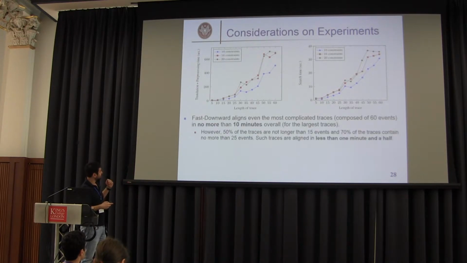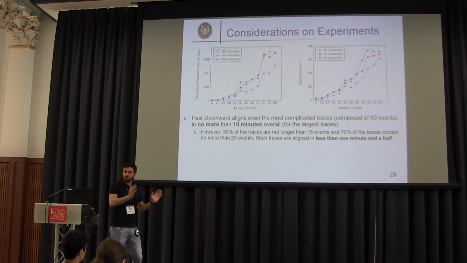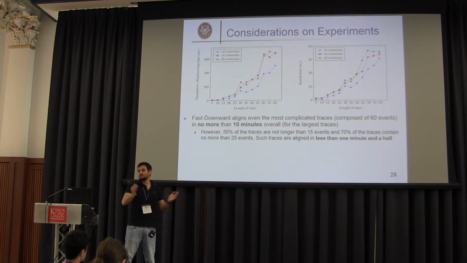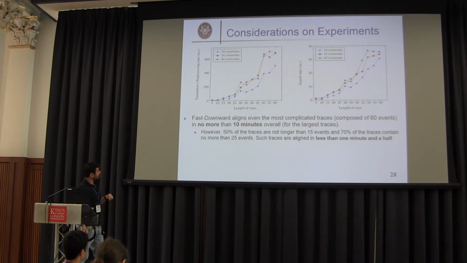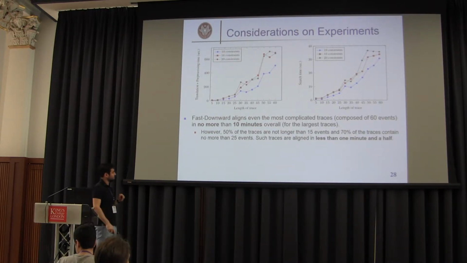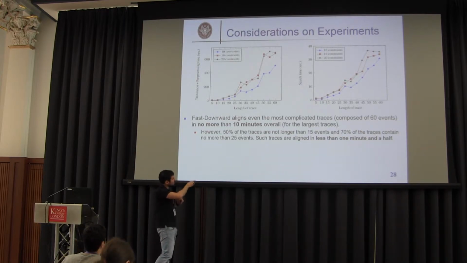The good aspect is that this result is very linked to Fast Forward, but you can use whatever planner you want, since the encoding is generic PDDL. With this planner, we were able to align even the most complicated traces, the ones composed of 60 events, which are a lot, so very big processes, in no more than 10 minutes. But the good aspect is that 50% of the traces are no longer than 59 events, and 70% of the traces contain no more than 25 events. And we are able to align these traces in less than a minute and a half.